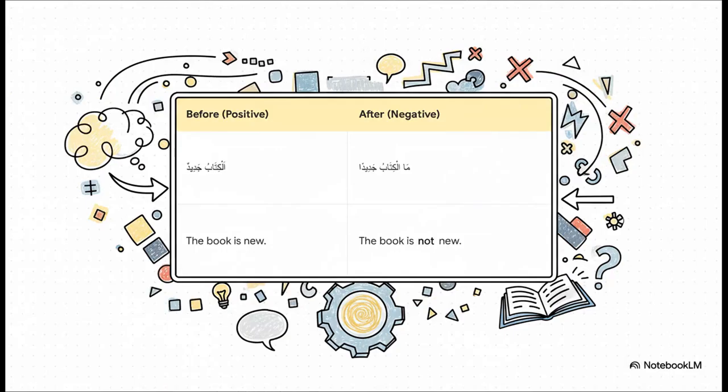And you can see the effect perfectly right here. The subject, al-kitabu, is left completely alone. But look at the predicate. Jadidun becomes jadidan. It's just a tiny change in the ending, but it signals a massive grammatical event. And it was all triggered by that one little particle, ma.